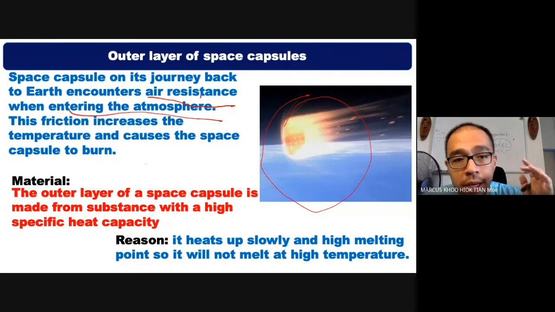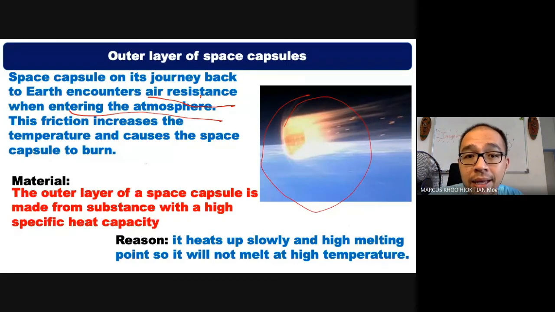So we want it to be made of a substance that has high specific heat capacity. Actually not just high, very high. The outer layer of a space capsule is made from a substance with a high specific heat capacity so that it will heat up slowly, and it has a high melting point so that it will not melt at high temperature. Because if your space capsule melts while you're coming back into Earth, you probably won't survive the trip. It needs to be able to survive the trip.